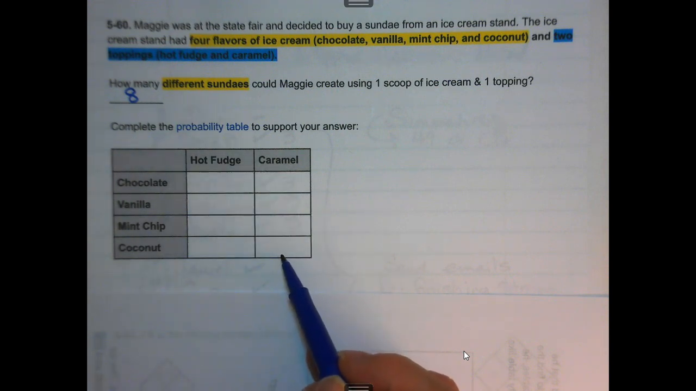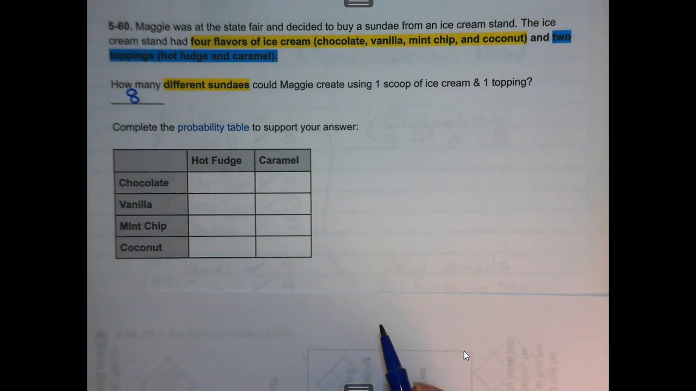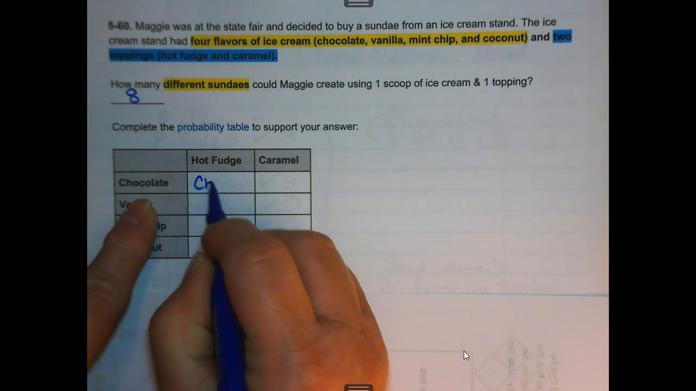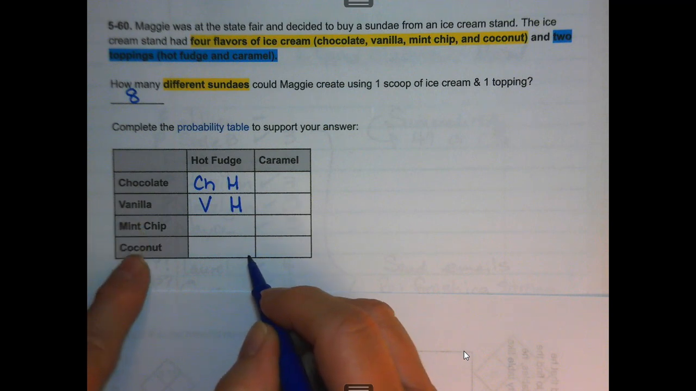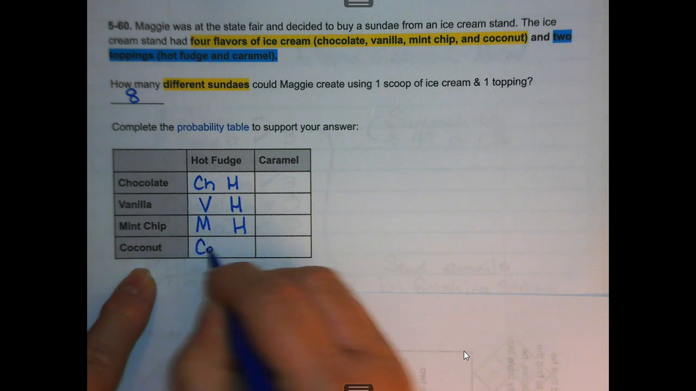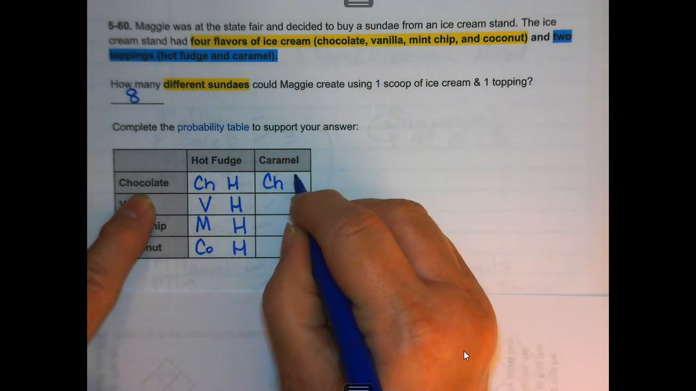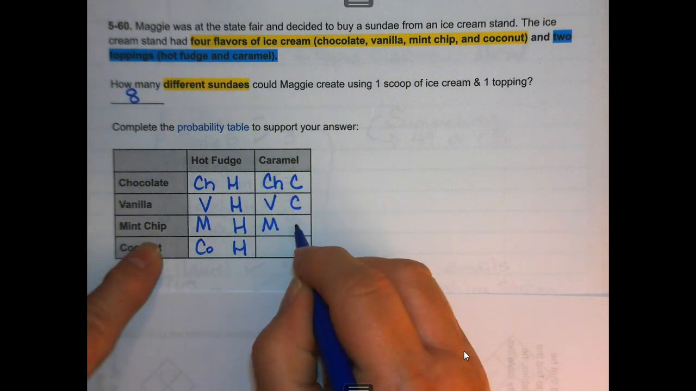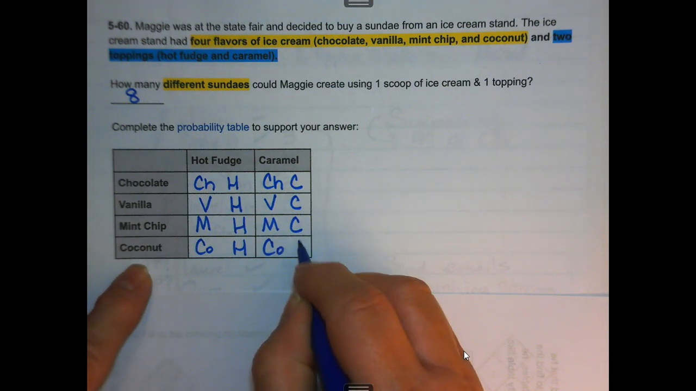And if I've set it up neat and tidy, like I have here, these open cells tell me that there's something that is going to logically fill up that table. So let's see what we do here. We have chocolate and hot fudge. We have vanilla and hot fudge. We have mint and hot fudge. We have coconut and hot fudge. For the second one, we have chocolate and caramel, vanilla and caramel, mint chocolate chip and caramel, and then we've got coconut and caramel.